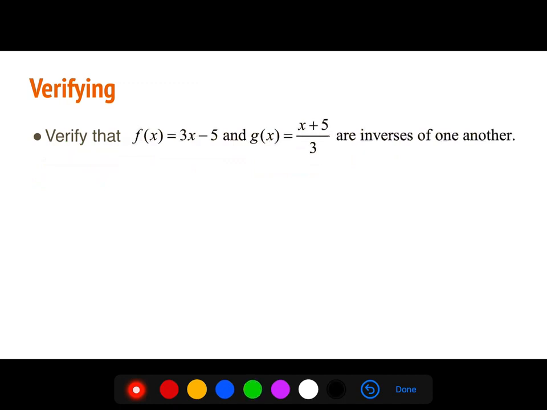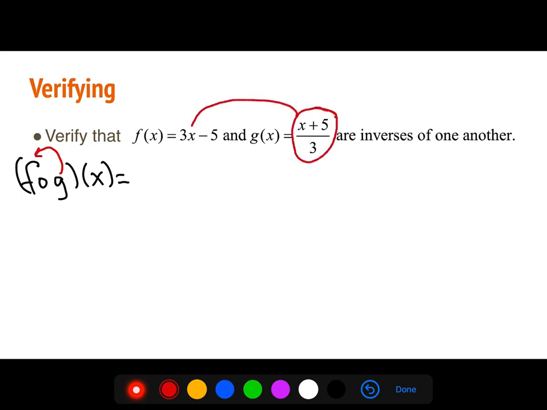Now, to verify that two relations are inverses, you will use composition, and you have to get x both times. That's f of g and g of f. So let's practice that. Remember, we just talked this week about f of g. What you do with f of g is you take g and you shove it into f. So here you go, g. We're going to shove you right there into f.